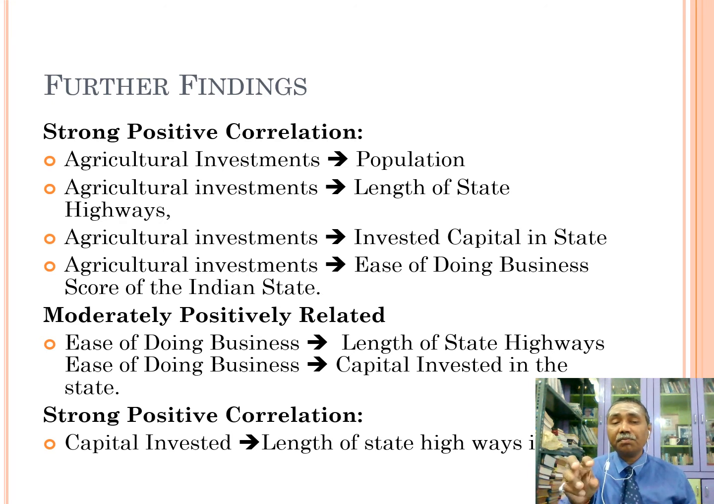Next, ease of doing business is moderately correlated to the length of state highways. If you have more road length in the state, the ease of doing business rating increases.